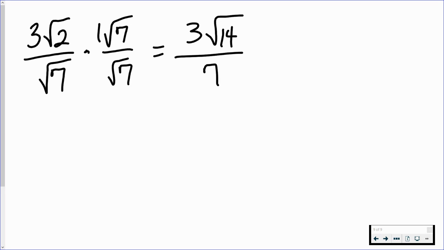We cannot simplify down anymore. Some people will say, well, why can't I divide 14 by 7? Notice that the 14 is underneath the square root, so you cannot divide it since the 7 is not under a square root. Okay, so this is our final answer. That's as simple as that one will get.